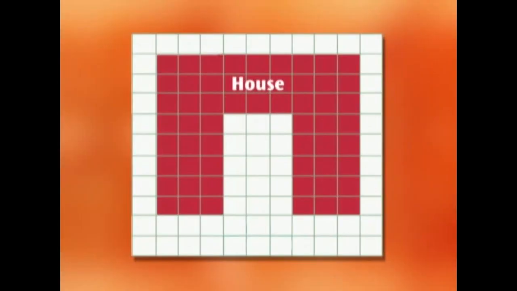The house we'll have to divide into sections. Count the squares along the top. 1, 2, 3, 4, 5, 6, 7, 8, 9. And count the squares 1, 2, 3. So we'll do the top bit and then we'll do the 2 side bits.